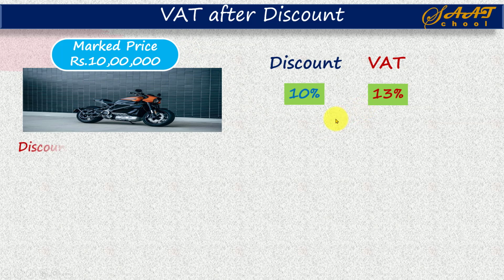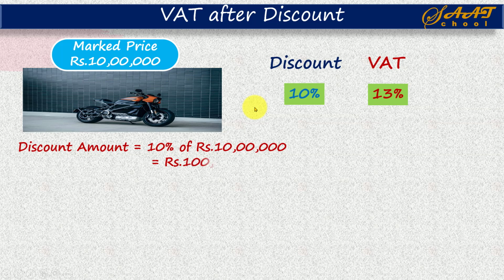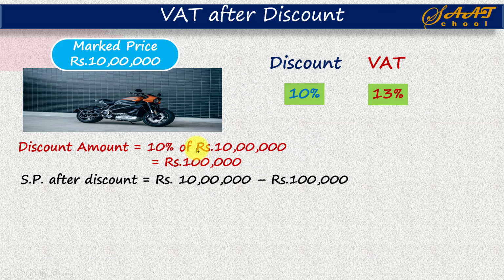Now here the first step is the discount amount, which is 10% of this 1 million. That should be equal to 100,000. So this 100,000 is the discount allowed on this mark price, which is 1 million. Now we can find the selling price after discount, which is 1 million minus 100,000, which is the discount amount. So that will be equal to 900,000. So that is the selling price after discount.